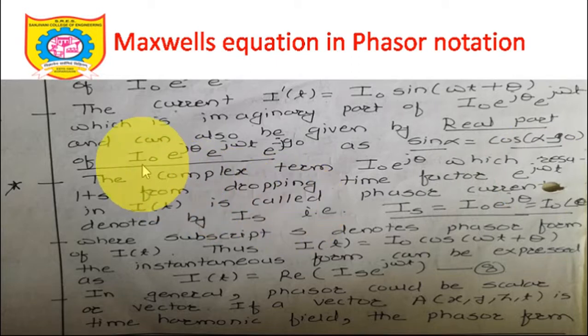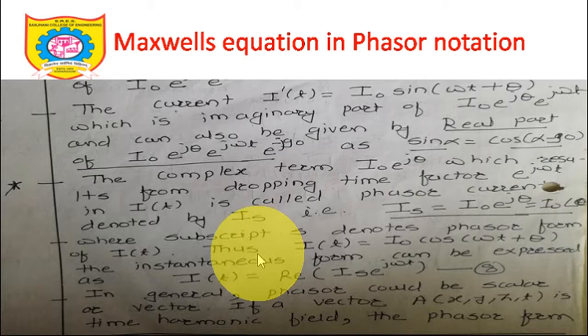Out of I0 e raised to j theta into e raised to j omega t, if we drop e raised to j omega t for the time being, the part left is I0 e raised to j theta. This part we call the phasor current, denoted by I with a suffix s. That is, Is is equal to I0 e raised to j theta, or I0 at an angle of theta, where the subscript s denotes the phasor form of i(t).